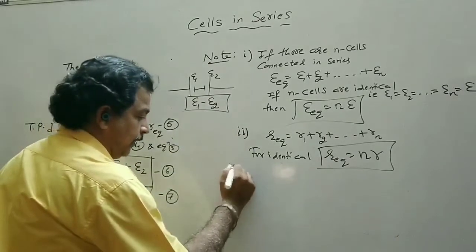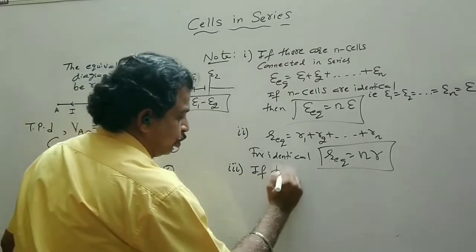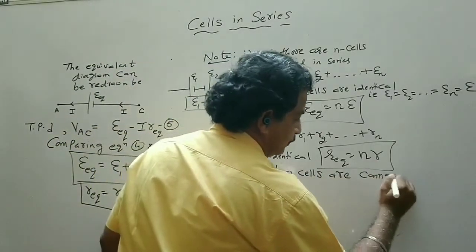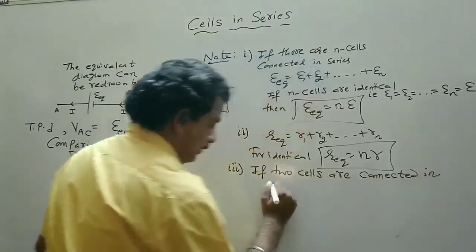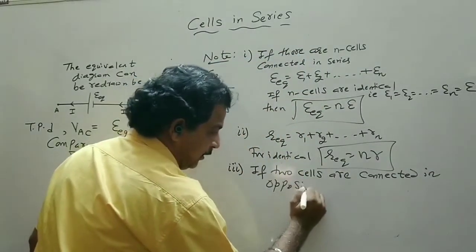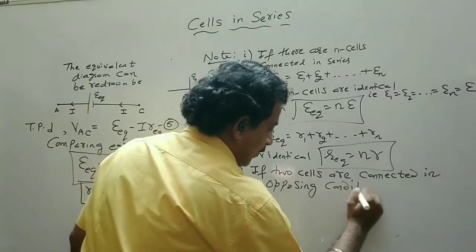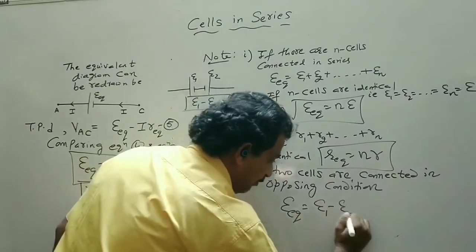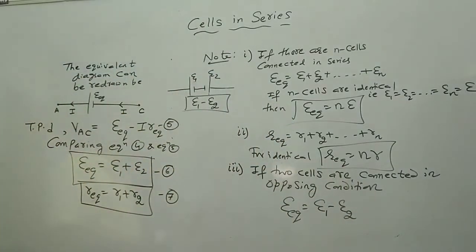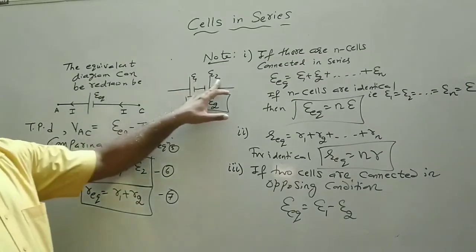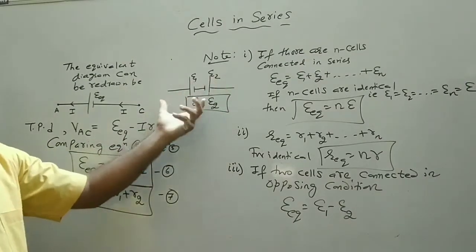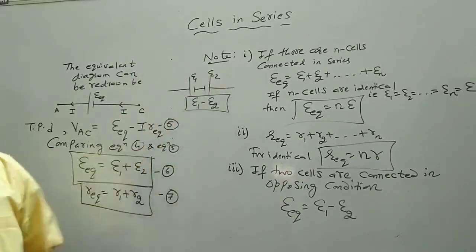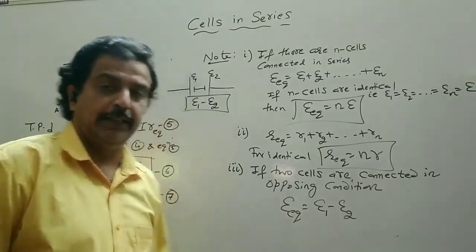So third point, if two cells are connected in opposing condition, then E equivalent should be equal to E1 minus E2. So minus for E2, depending on the magnitude. If we talk about the magnitude, it will be, assuming E1 is greater than E2, so I will get E1 minus E2.